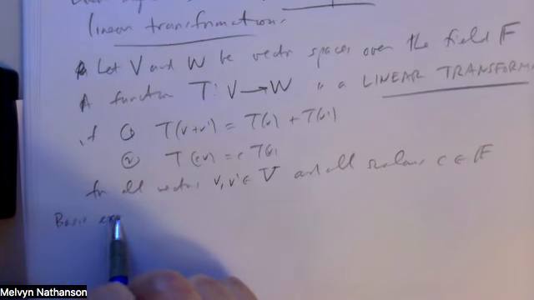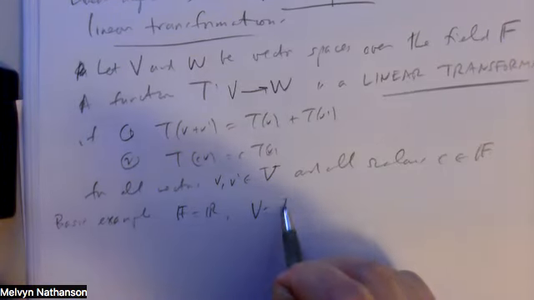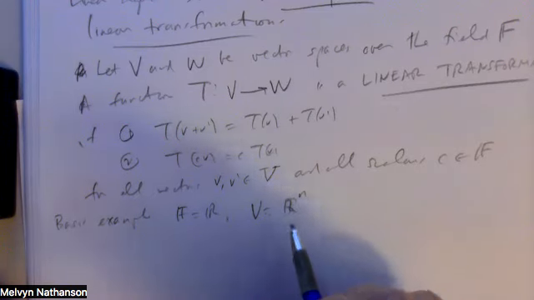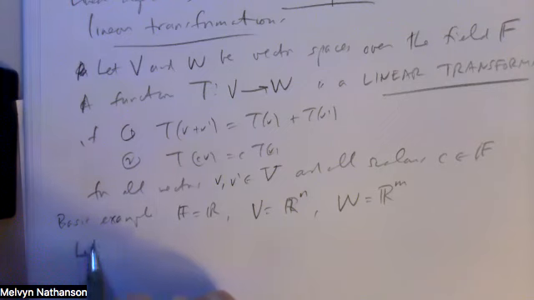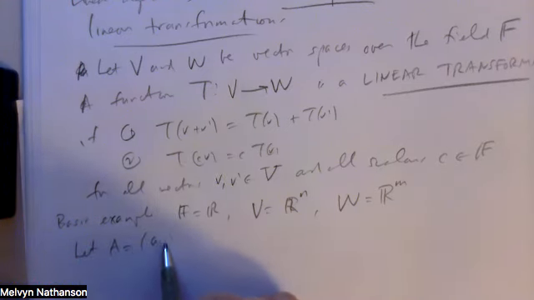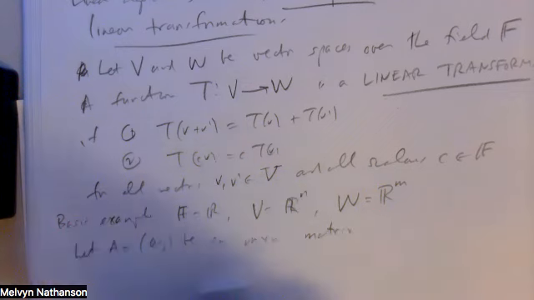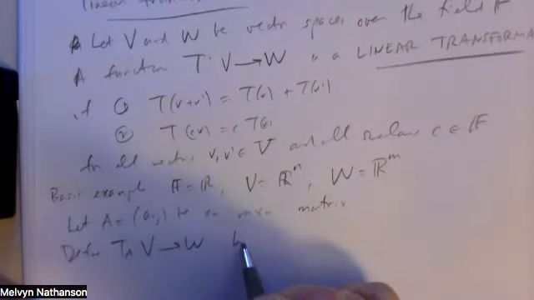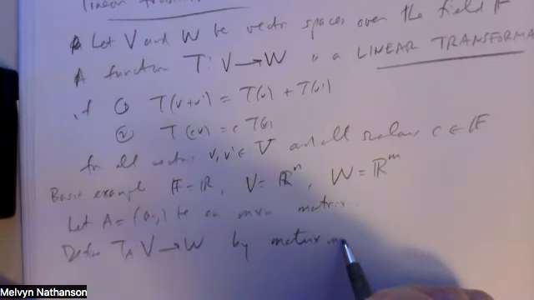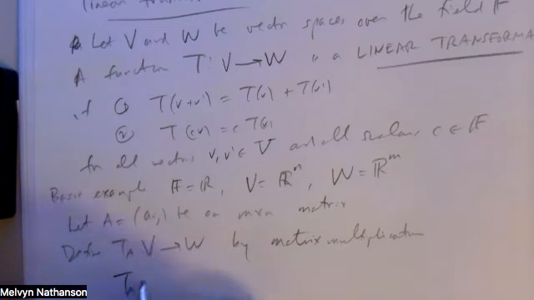So a basic example would be if we take F to be the real numbers, V to be the n-dimensional vector space Rn, W to be the m-dimensional vector space Rm. If we let A be an m by n matrix, we define a function T sub A from V to W by matrix multiplication. It is multiplication of a matrix and a vector. T sub A of the vector v is the matrix A times v.